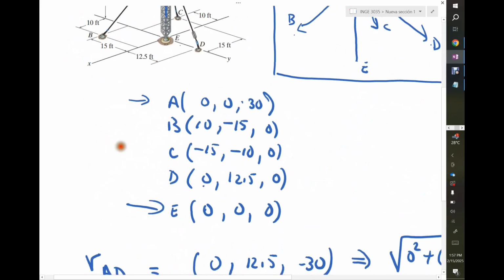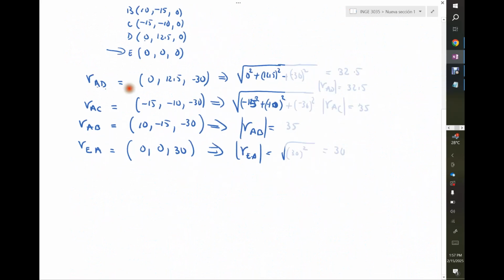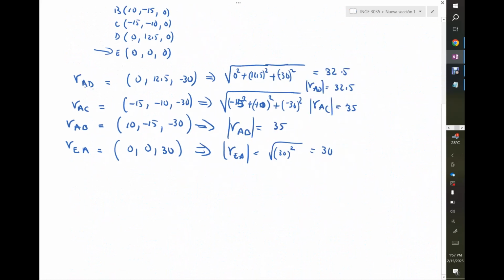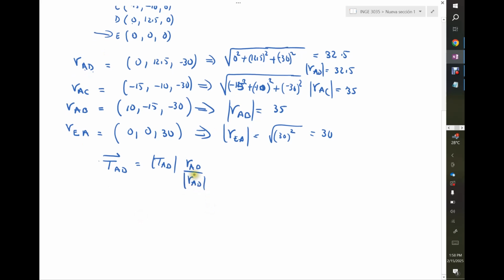What that really means is this: TAD as a vector is going to be equal to the magnitude of TAD, that tensor, multiplied by the position vector of AD divided by the magnitude of that position vector.